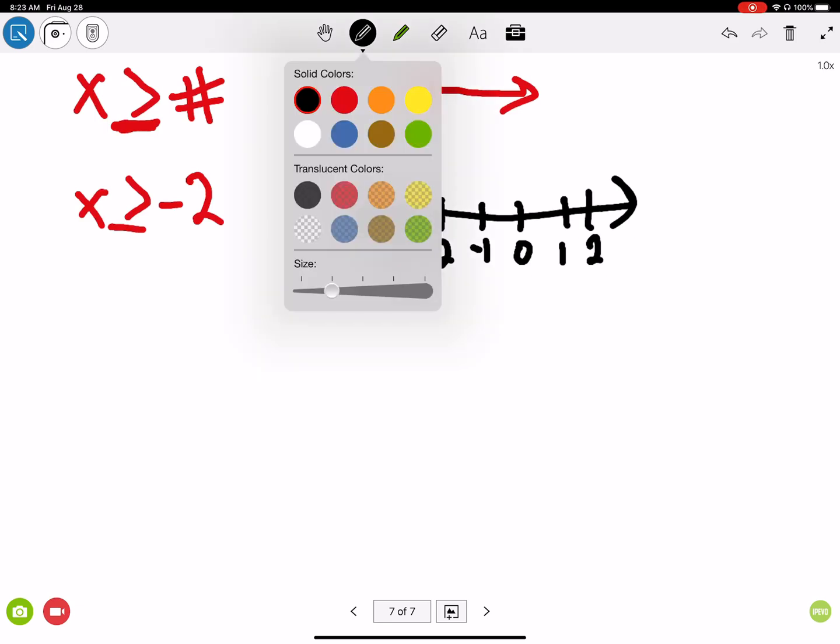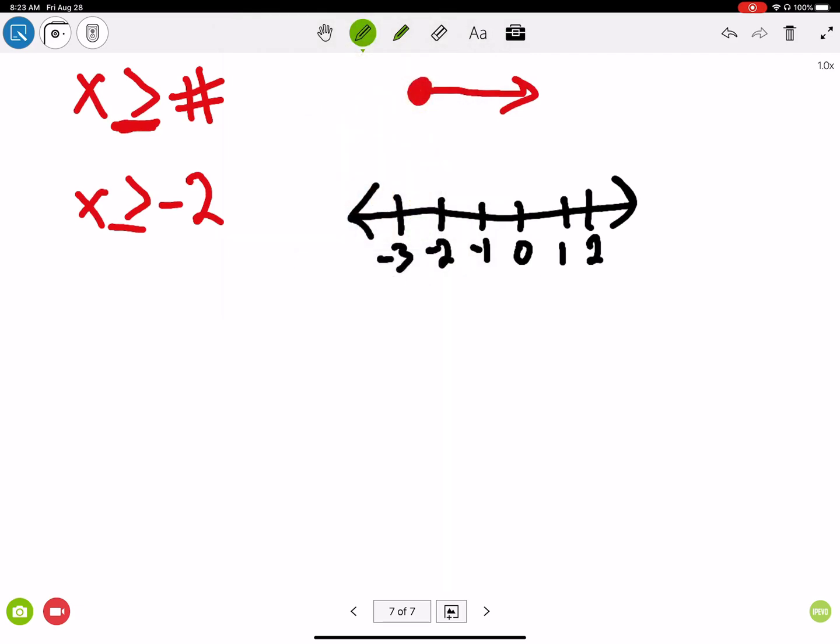Okay. All right. Now last one, let's go with green. So we said x is greater than or equal to -2. If it's or equal to -2, we're going to use the inclusive circle. That's why it's filled in. And everything greater than -2 is on the right. And we put an arrow to show that it goes on forever. Okay.